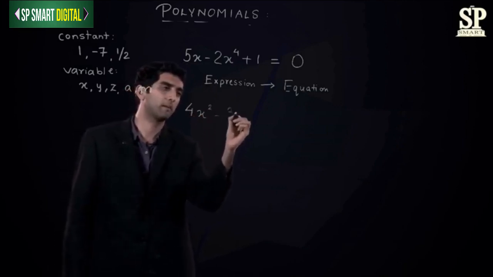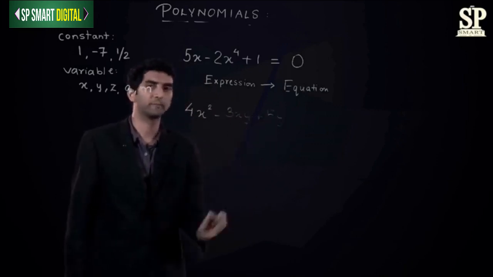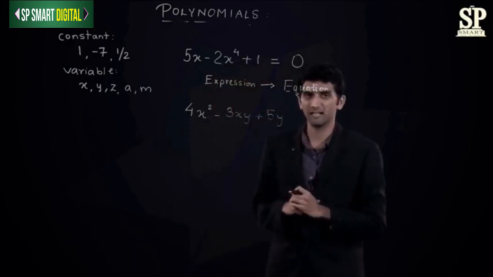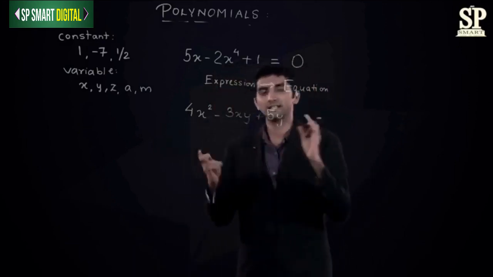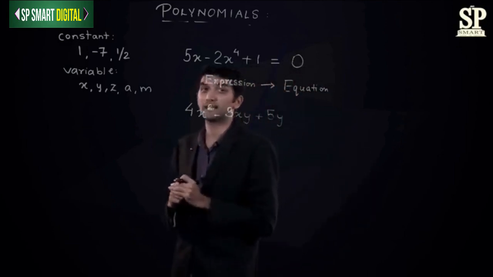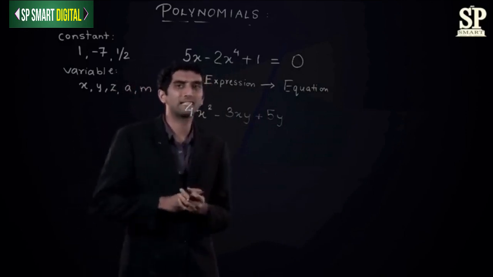4x square minus 3xy plus 5y. Now let's stick to an expression. Once we know what an equation is, after understanding that, let's take equations later in the chapter. Right now, let's stick to what expressions are and try and understand in detail what exactly is in store.